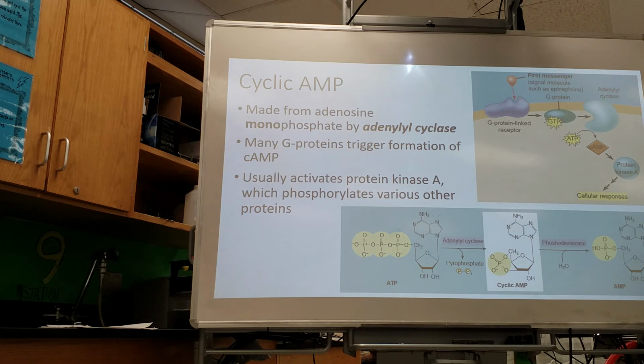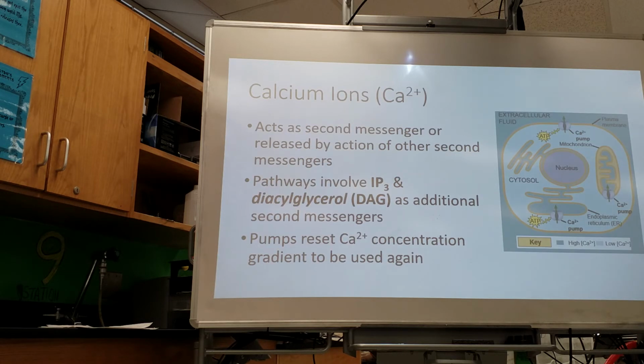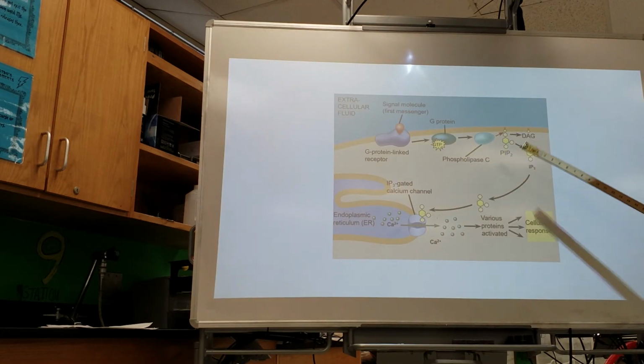So cyclic AMP usually leads to the phosphorylation of proteins, so it turns them on. Calcium can act in another pathway that involves this guy, IP3, and then it can set off transcription factors that will then turn on genes. So here you see something like that happening.